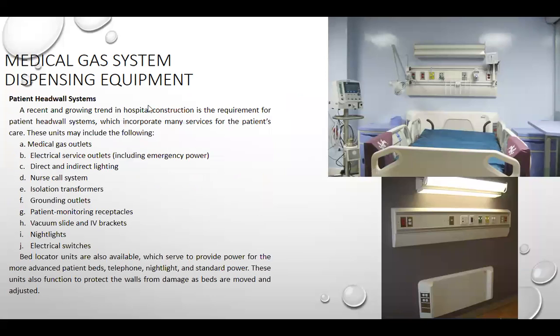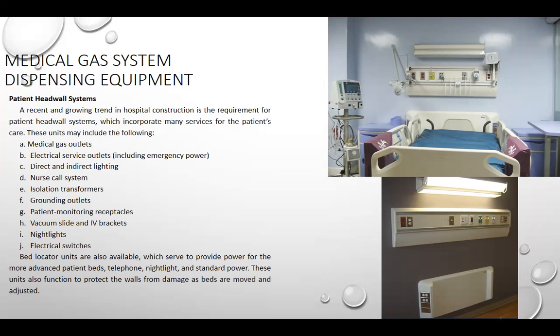So, patient headwall system. A recent and growing trend in hospital construction is the requirement for patient headwall systems, which incorporate many services for the patient care. Kanya lahat yan, yung mga medical gas outlet, electrical service outlet, including emergency power, direct and indirect lighting, the nurse call system, isolation transformer and grounding outlet, patient monitoring receptacle, IV slide and four the brackets, and night lights, the electrical switches.